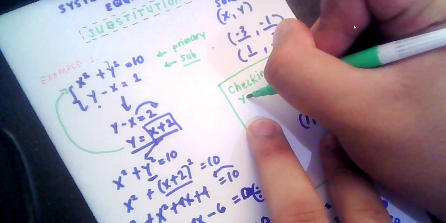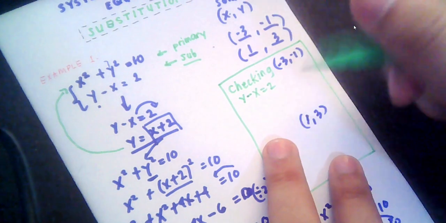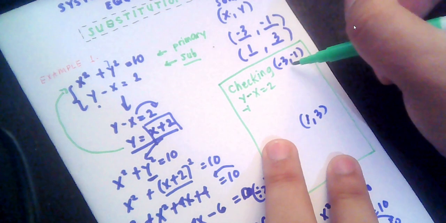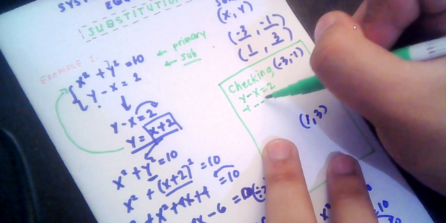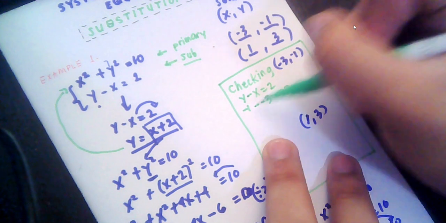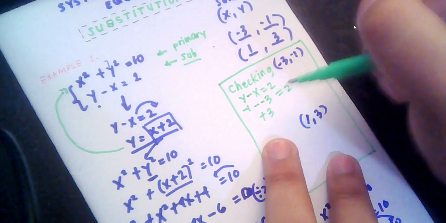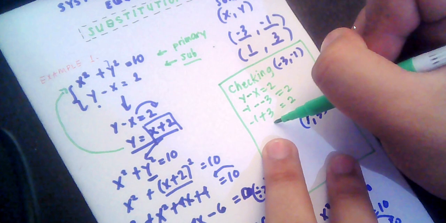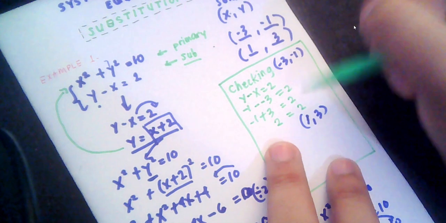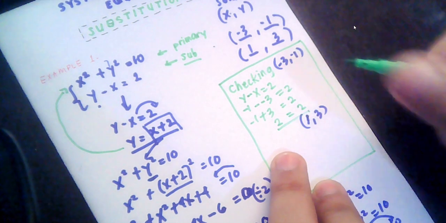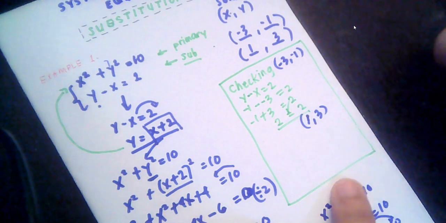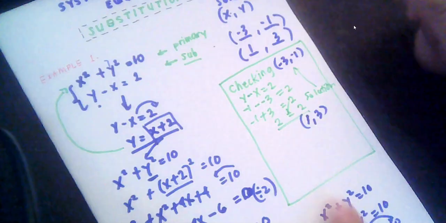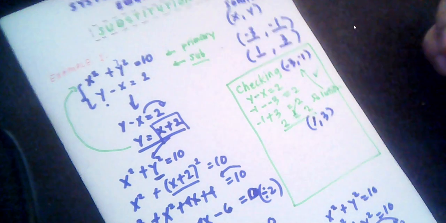Y minus x is equal to 2. Our y in here is negative 1. Our x is negative 3 equals 2. Negative times negative is positive. Negative 1 plus 3, that is positive 2, and 2. As you can see, they are now balanced. So that is check. This is a solution. Negative 3 comma negative 1 is a solution.